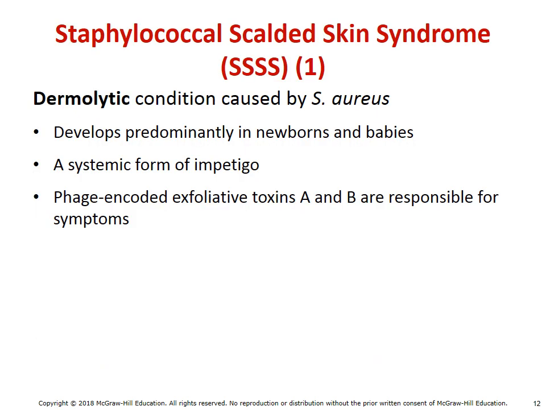So let's move on to another staphylococcal skin infection. This one's called staphylococcal scalded skin syndrome, or SSSS. This is going to be primarily seen in newborns and babies, and will usually be picked up during the birthing process. I want to point out that this is like impetigo, but now this is a systemic form, so it's not just localized patches. This peeling and shedding of skin is going to happen all across the body. Again, the primary cause of this would be the exfoliative toxins A and B.